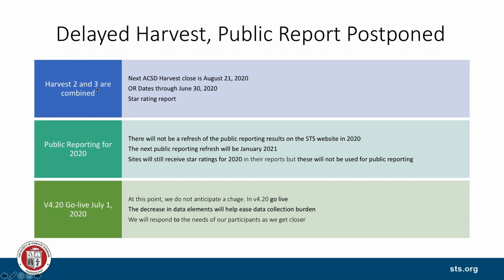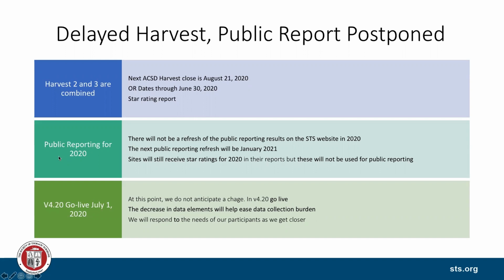Now, regarding Harvest 2 and 3 combined, we have canceled Harvest 2. Harvest 2 was not a star rating period. You would have gotten your outcomes updated on the IQVIA dashboard, but because of everything that is going on at sites and the stress that sites are under, the STS leadership decided that it's best to just cancel this harvest and go with Harvest 3, which has a deadline of August 21st, 2020. It includes OR dates through June 30th, 2020, and it is a star rating report. If any of this information changes, we'll obviously communicate that out.